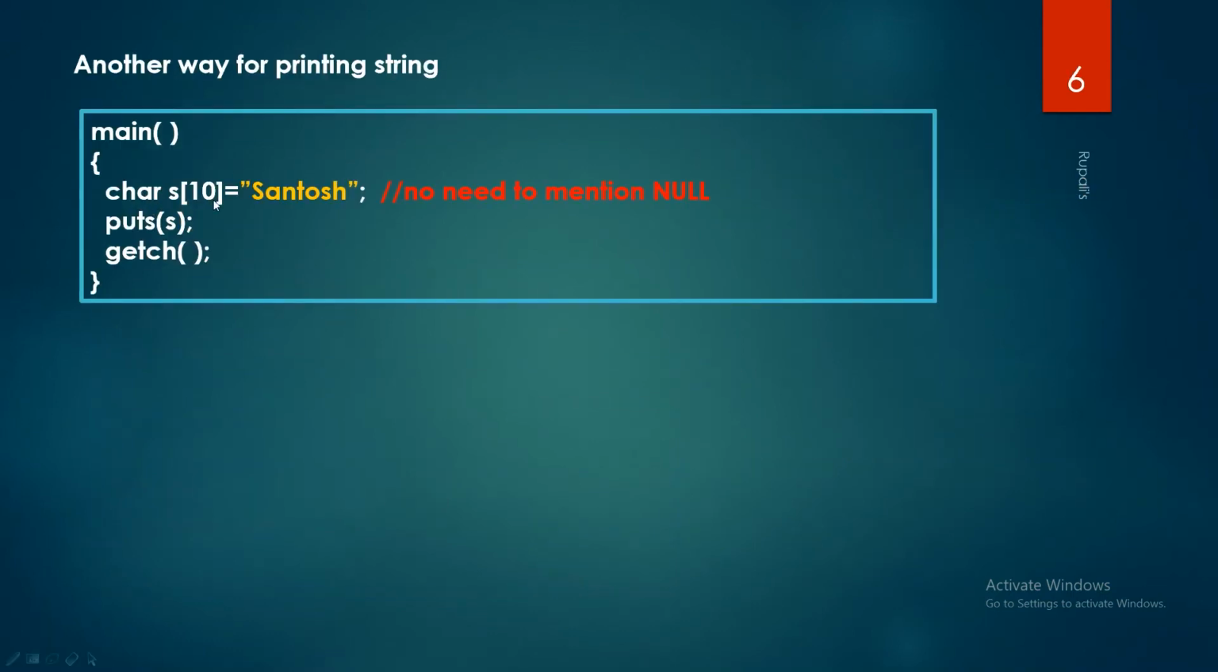Another way of printing a string. You can also initialize any string in this way: char s[10] equals "Santosh" within double quotes. In this case, there is no need to mention null. The compiler automatically places null there. So after that, puts(s) means you want to print Santosh in this way.